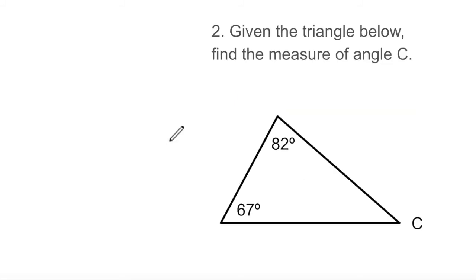Here's another practice problem for our sum of angles. Given the triangle below, find the measure of angle C. So we have a triangle that has measures of angles 67 degrees and 82 degrees.